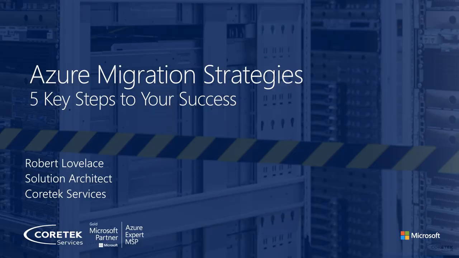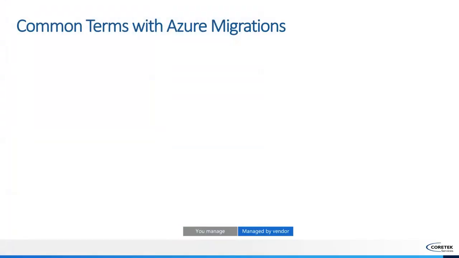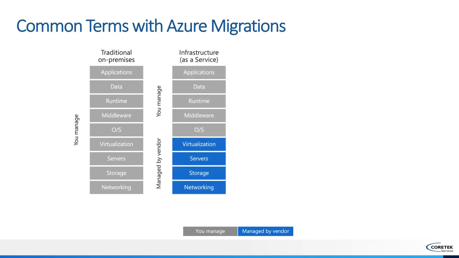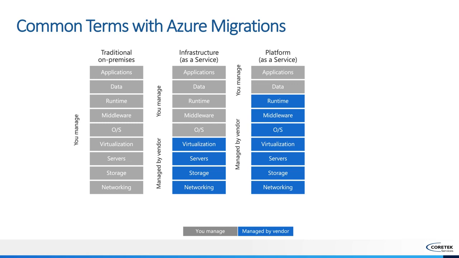So to start, I really want to start with some common terms in how we move workloads into Azure. On the left, you'll see your traditional on-prem data infrastructure that you can manage completely on your own. Next, we have infrastructure as a service. So you then are starting to move different aspects of management or operations over to the vendor, in this case, Microsoft. So they're going to be handling the networking, the storage, the servers, and the virtualization, and you then manage the operating system on up. In the next model, you have platform as a service.